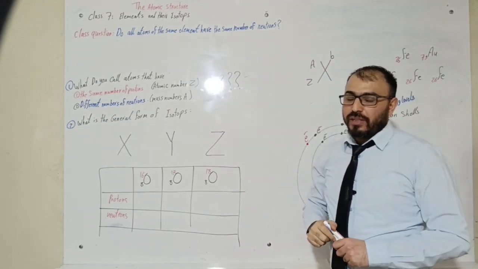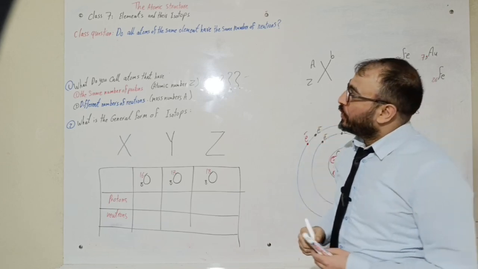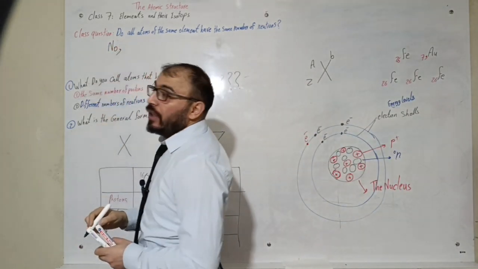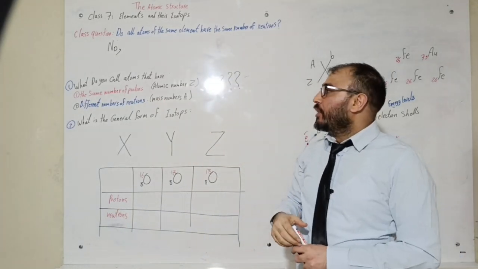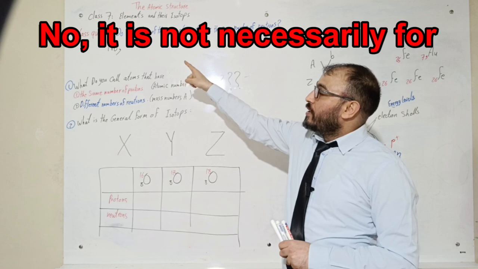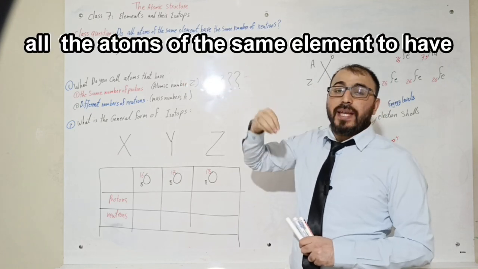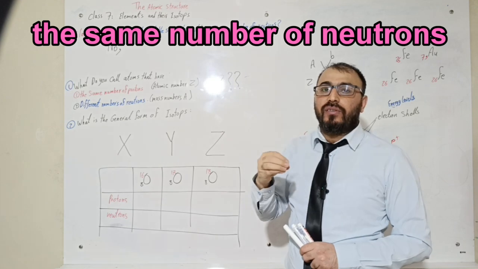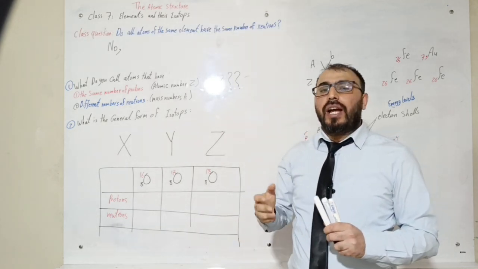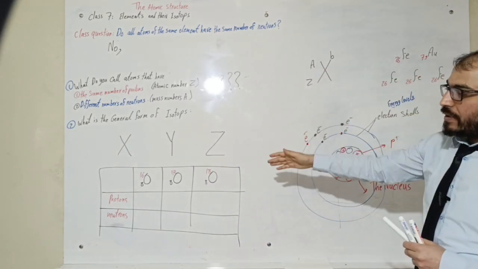Well, the answer to this question is very simple, and it is of one word. The answer is no. This is the short answer. If you want a longer answer, I will say that no, it is not necessarily for all of the atoms of the same element to have the same number of neutrons. Generally, they have different numbers of neutrons. Let me give you an example here.